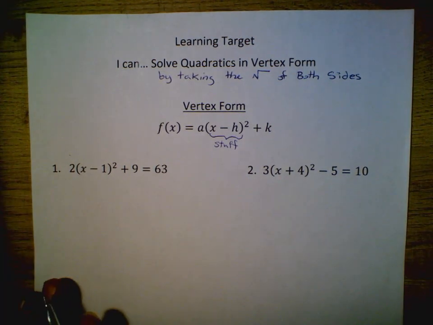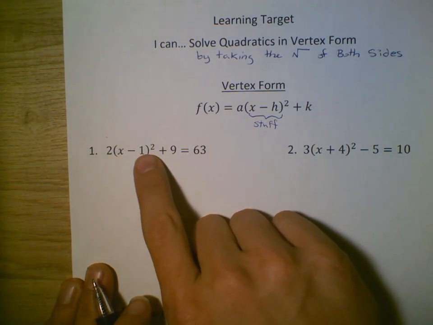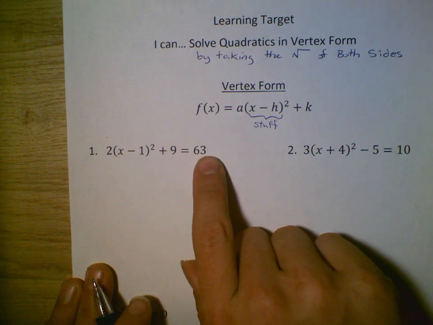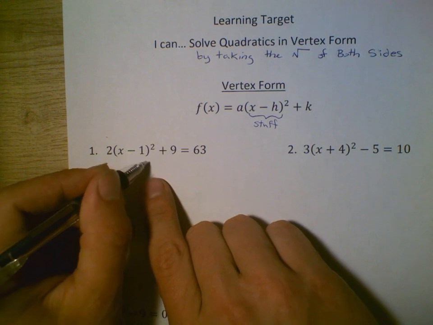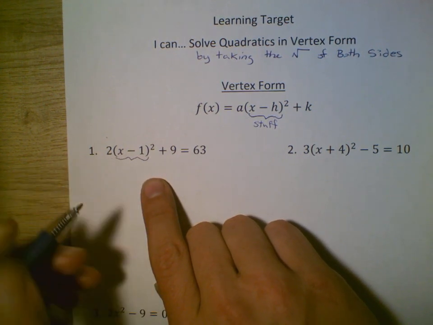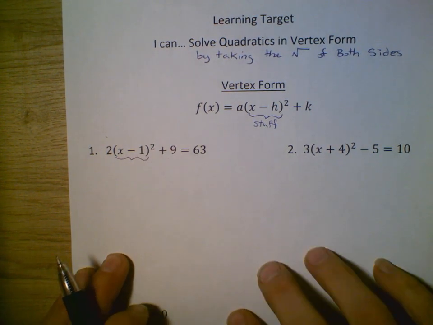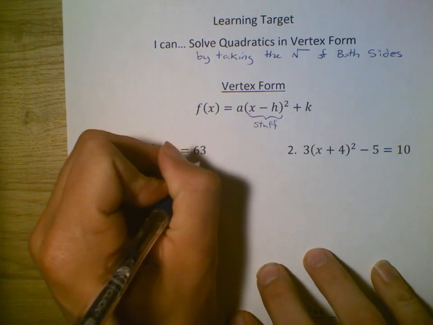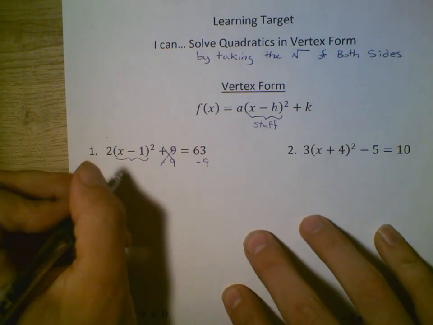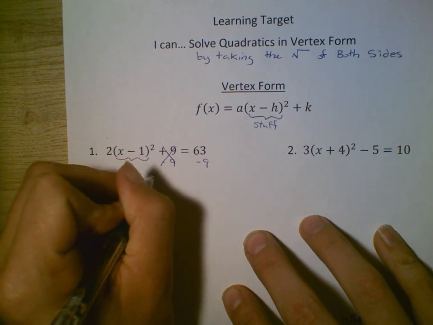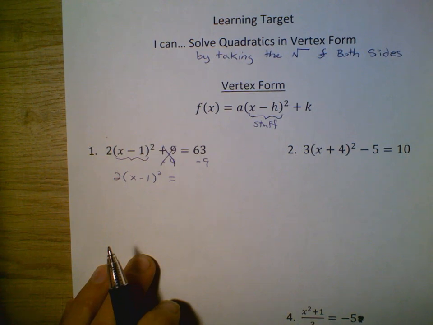So if I look at number one, you'll notice I have 2 times the quantity x minus 1 squared plus 9 equals 63. So the first thing I'm going to do is try to get this part of the equation by itself. I want the x minus 1 because it's being squared. I want that by itself. So to do that, I'm going to start by subtracting 9 from both sides. That's going to eliminate the 9 on the left side, and I'll have 2 times x minus 1 squared on the left. And then I'm going to take 63 minus 9, which gives me 54.